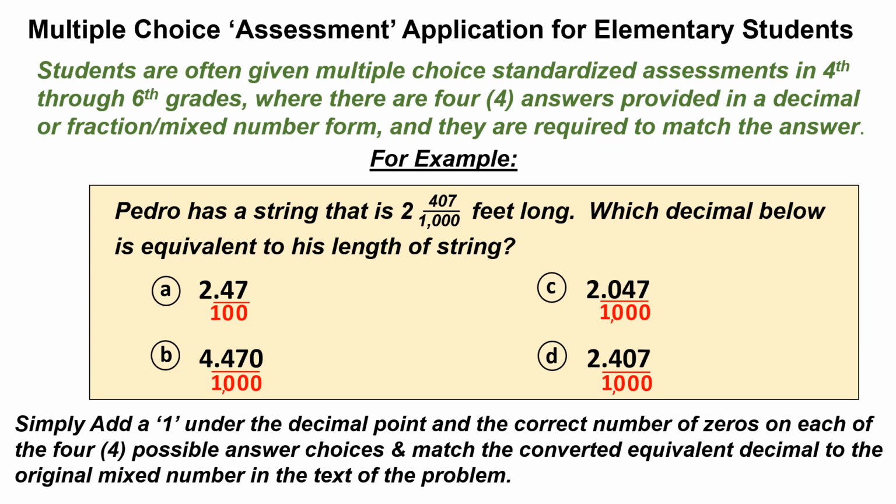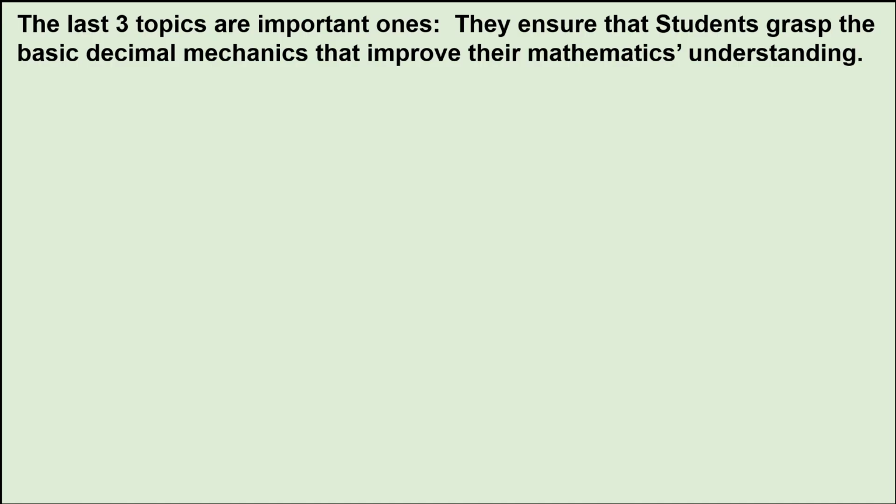Now, match which of the 4 possible choices equals 2 and 407 thousandths. Not A, not B, not C. Check. Bubble D. The last 3 topics are important ones. They ensure that students grasp the basic decimal mechanics that greatly improve their mathematics understanding.